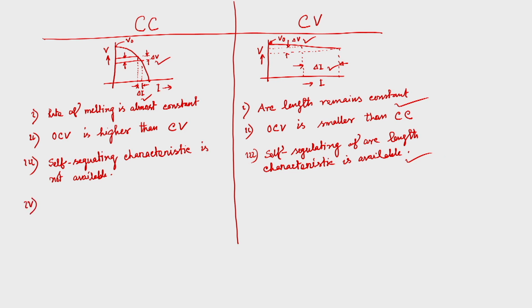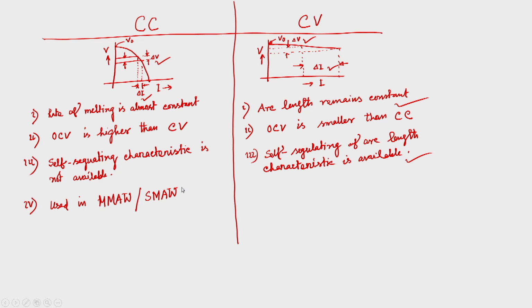Generally, this constant current power source characteristic is used in manual metal arc welding, MMAW, which is also called SMAW.